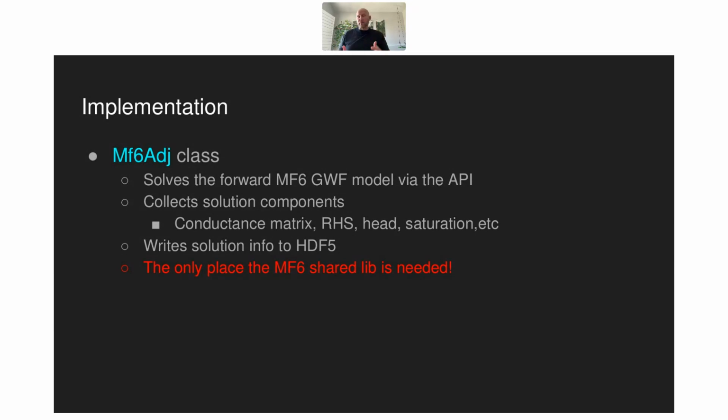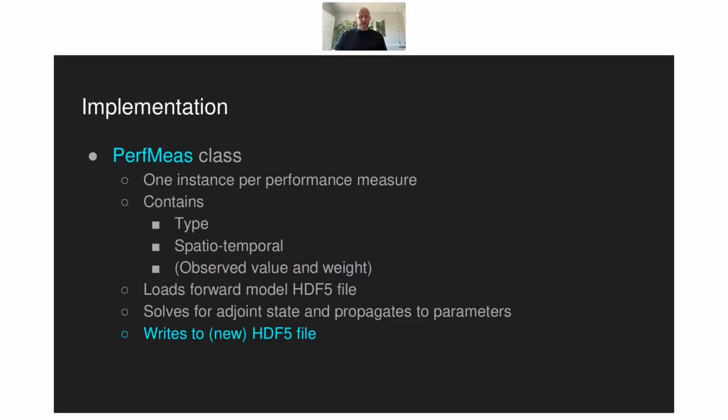On the code side, there's a MODFLOW 6 ADJ class. That class solves the forward model one time via the API, collects the solution components, conductance matrix, right-hand side, saturation, head vectors, stuffs all those into an HDF5 file, and that's it. This is where we dust our hands of MODFLOW 6 and put it away. And now for each performance measure, we make a performance measure class instance. That instance tells us the type of performance measure, head, flux, residual, other. It tells us where it occurs in space and time. And it may also have the observed values and weights if this is an objective function performance measure.